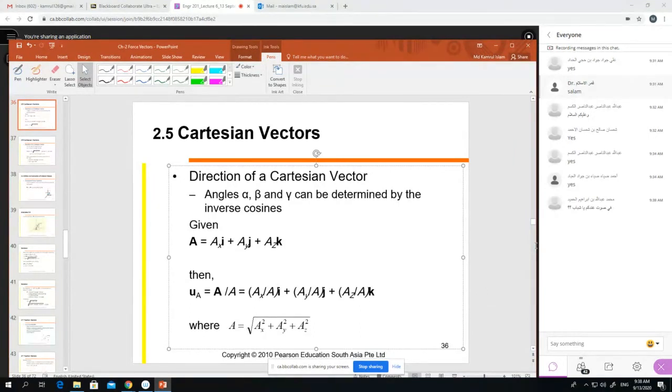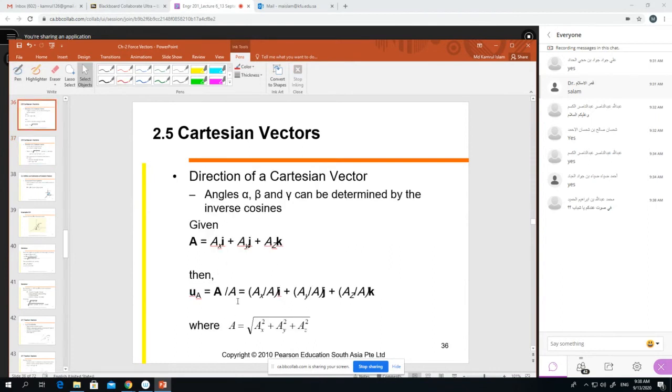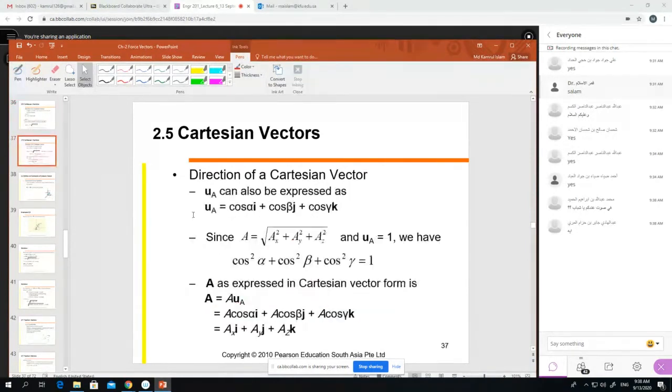What is this? Okay. Now the unit vector, if you want to find it in terms of the vector, then the unit vector formula is this. But if you want to find it with respect to angle, this is another formula, right?